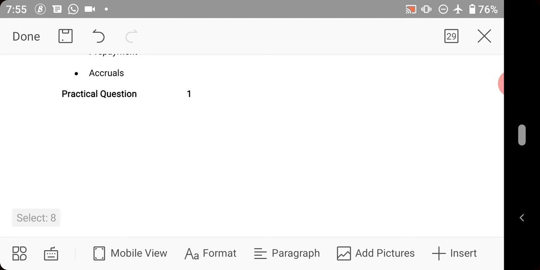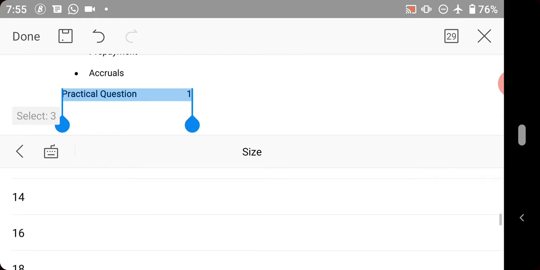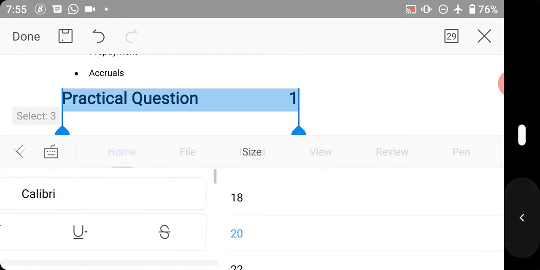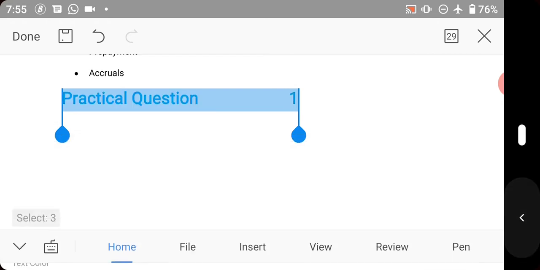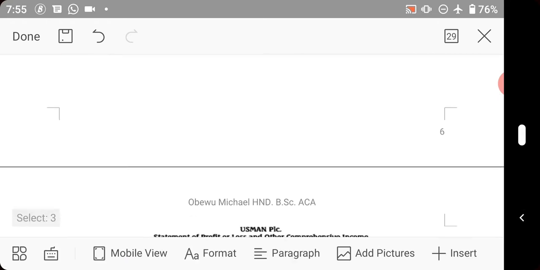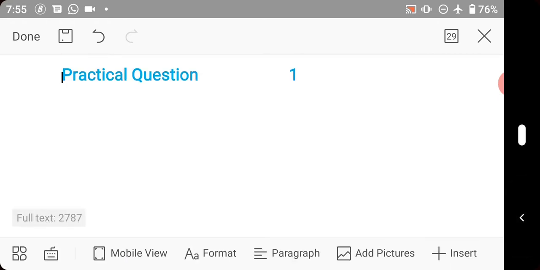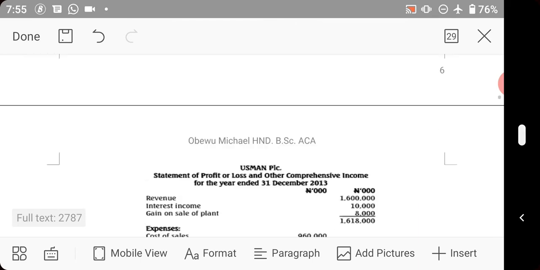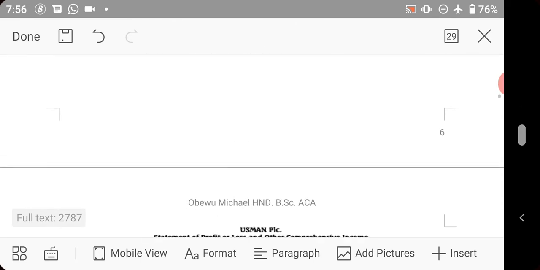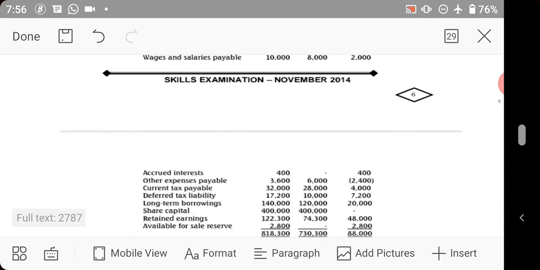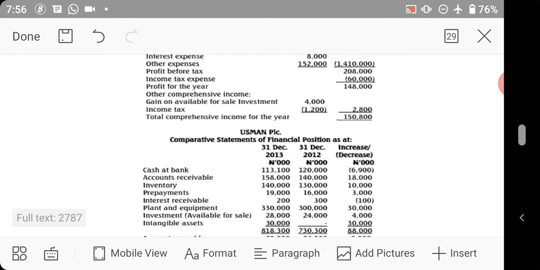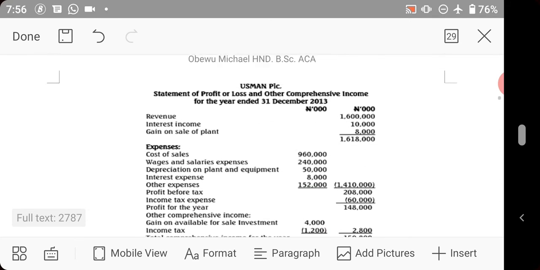So we have practical question 1. In this practical question 1, we'll be appreciating the best way we can handle our question in statement of cash flow. So we are going to take this question. You see, it's a very long question, an ICAN question, to look at the best way we can solve issues relating to statement of cash flow.